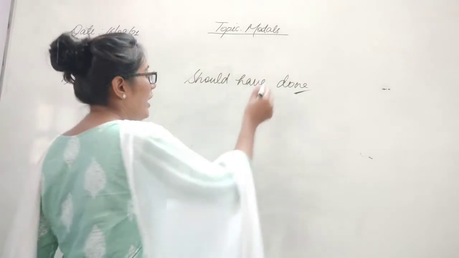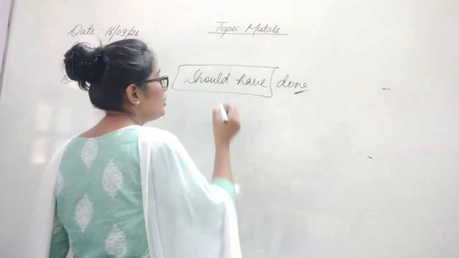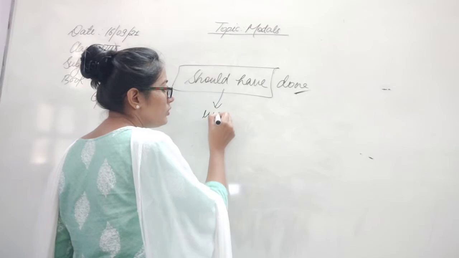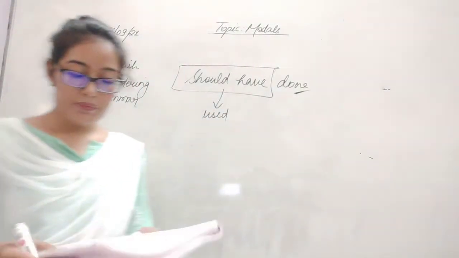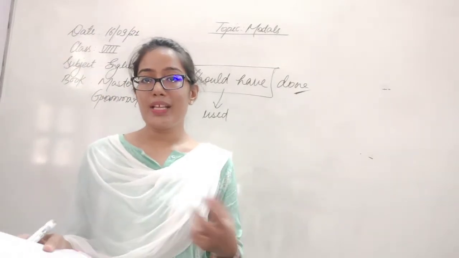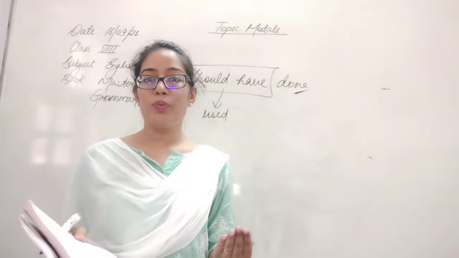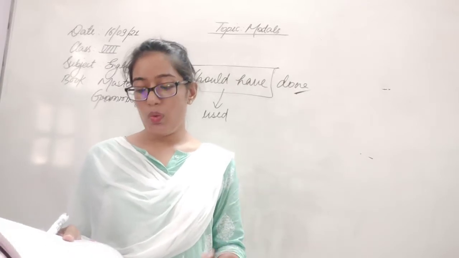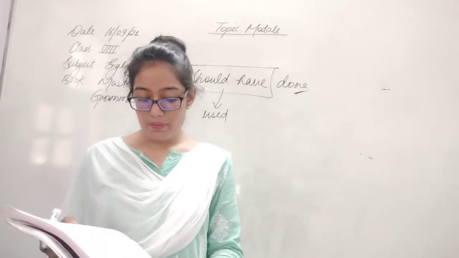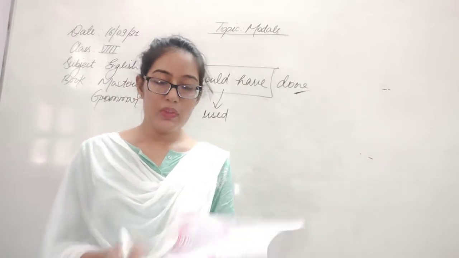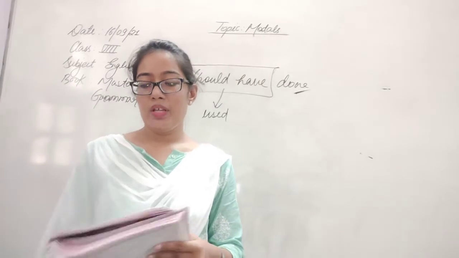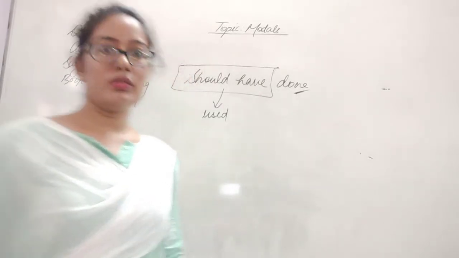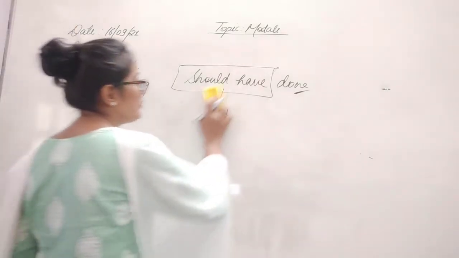So, should have is used to tell something that it would be appropriate to do, but it wasn't done. Coming to another subheading. Now all these are just a small explanation that you have to keep in mind.